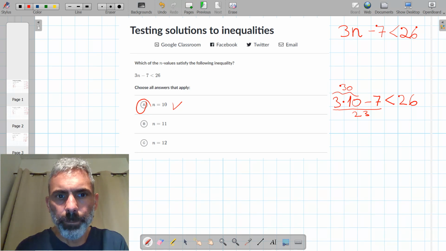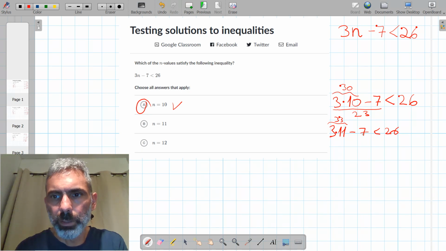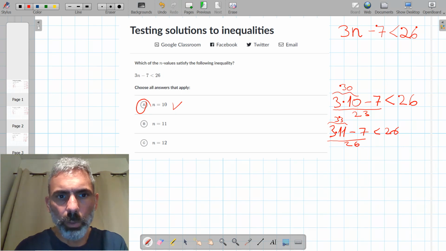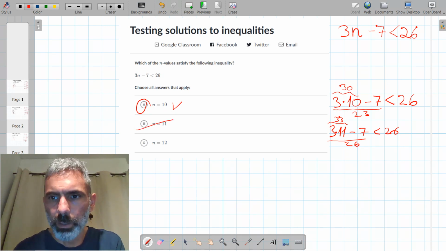Option B, 3 times, instead of n, we plug in 11, minus 7 is less than 26. So here we have 33. 33 minus 7 is 26. 26 is not less than 26, it is equal to 26. So option B is incorrect.